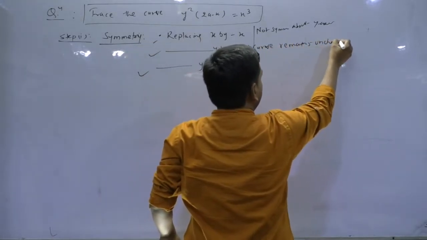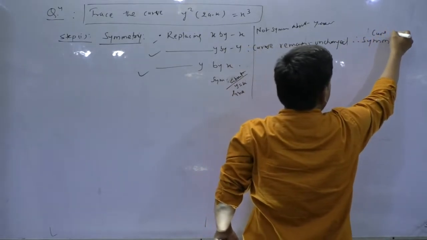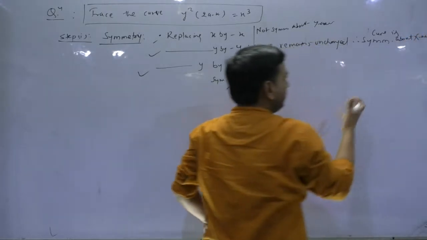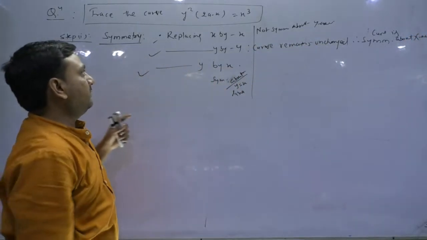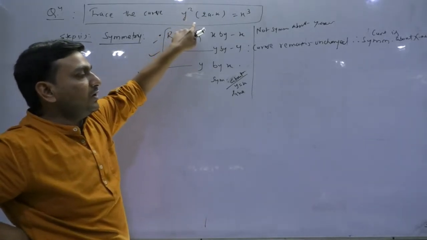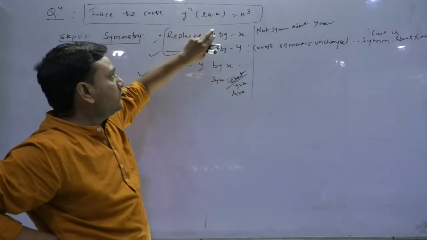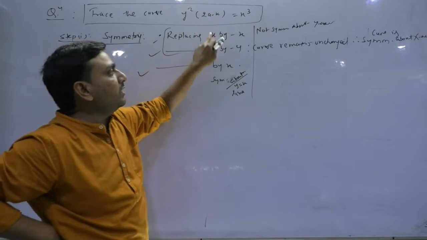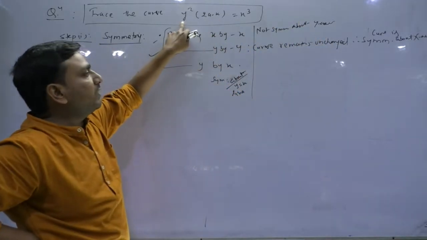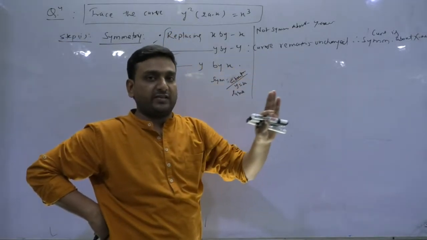Curve remains unchanged. इसलिए curve is symmetrical about x-axis. Opposite in nature. Okay. So ultimately कुछ लोग इसको याद कर लेते हैं यहाँ पर कि if powers of x are even in the given curve, then curve will be symmetrical about y-axis, and if powers of y are even in the curve, then curve will be symmetrical about x-axis.